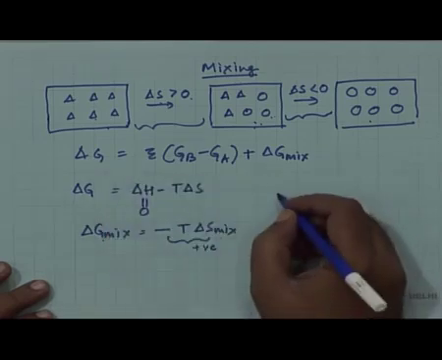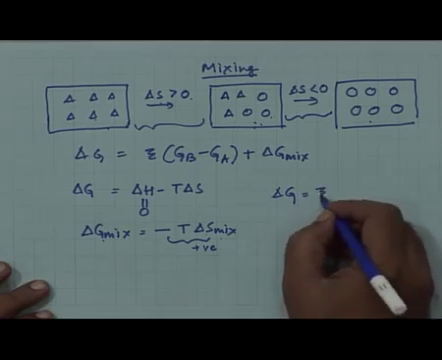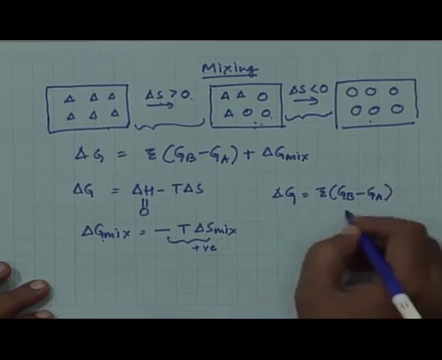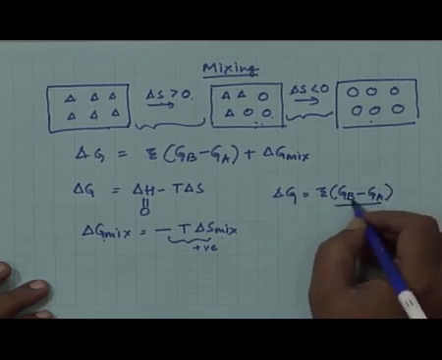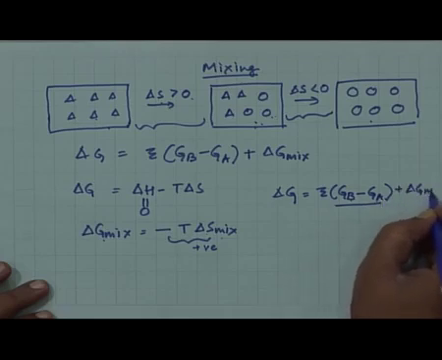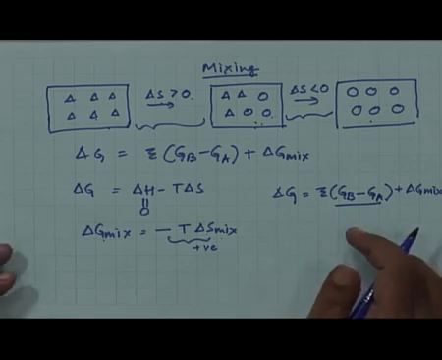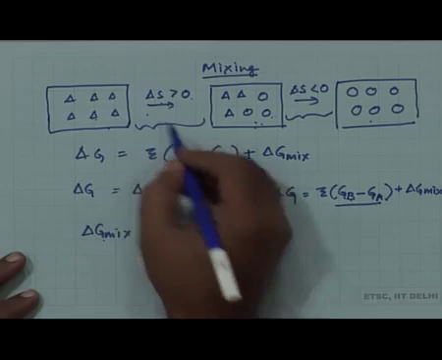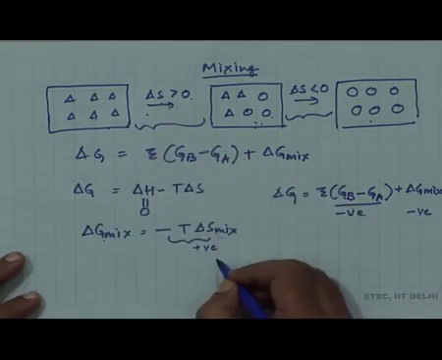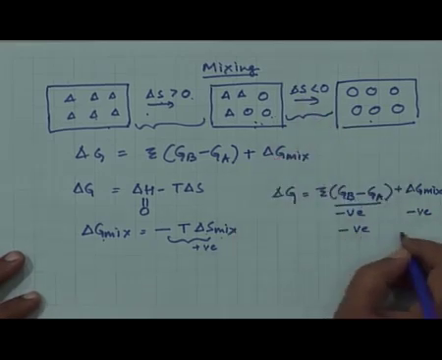So, your total delta G is, we know that this has a negative contribution since G B is less than G A. Delta G mixing has both types of contribution. If you take this process, it has a negative contribution. If you take this stage, it has a positive contribution.